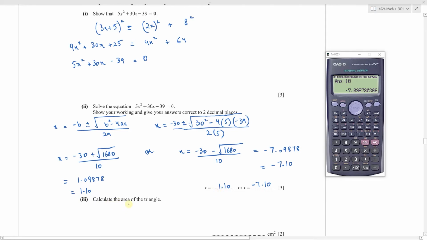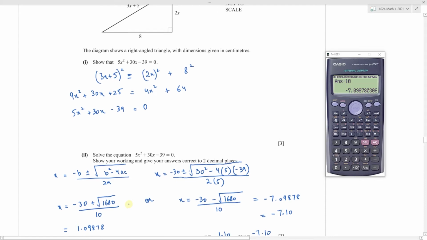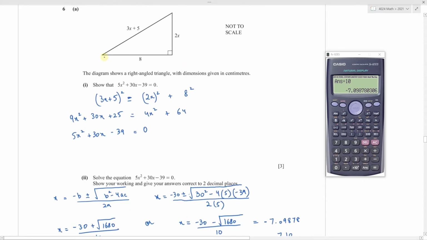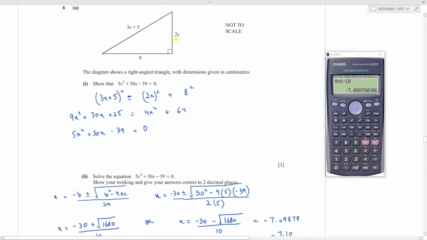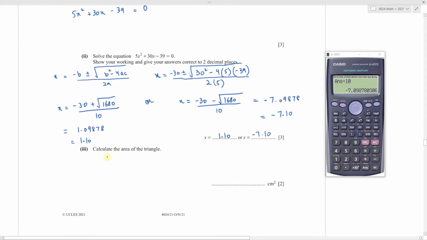Part 3 is calculate the area of the triangle. So you know the base is 8, the perpendicular height is 2x. So height equals 2 times x, and you have calculated x in the previous part. Your height cannot be a negative value. You cannot have a triangle with a side which has negative length. So your length will always be positive. So your possible value of x here is 1.10. So 2 multiplied by 1.10 is equal to 2.2.